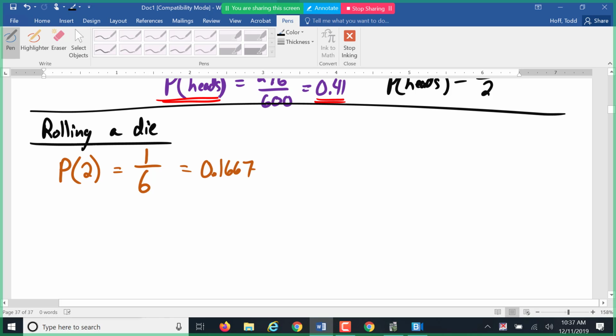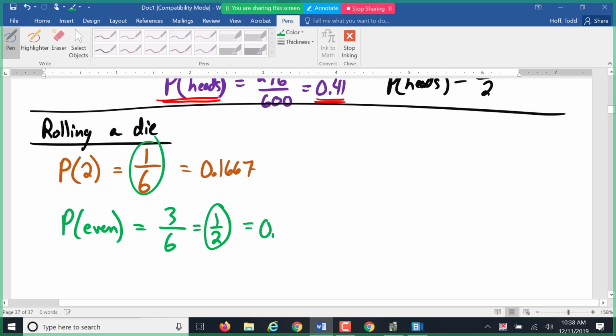We could have a probability for rolling a die. Let's say the probability of rolling an even number. On the die, there are 3 even numbers, 2, 4, and 6, out of 6 total. So that's 3 out of 6, which you reduce to 1/2. And sometimes the fraction is preferable for the probability, or we can divide it to be a decimal of 0.5 probability.